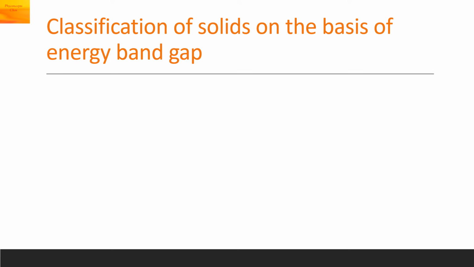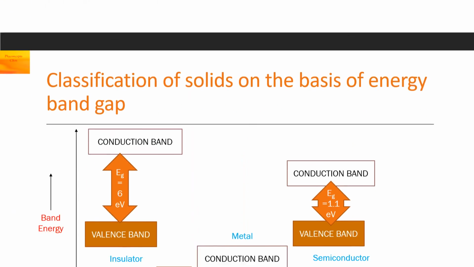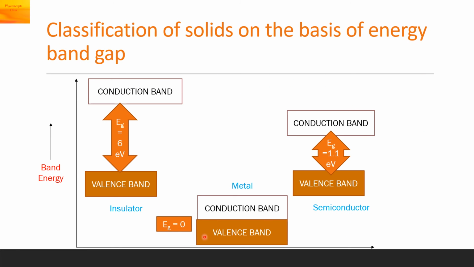Classification of solids on the basis of energy band gap. The forbidden gap plays a major role in determining the electrical conductivity of the material. Based on the forbidden gap, the materials can be classified into 3 types. So that is shown in this diagram.